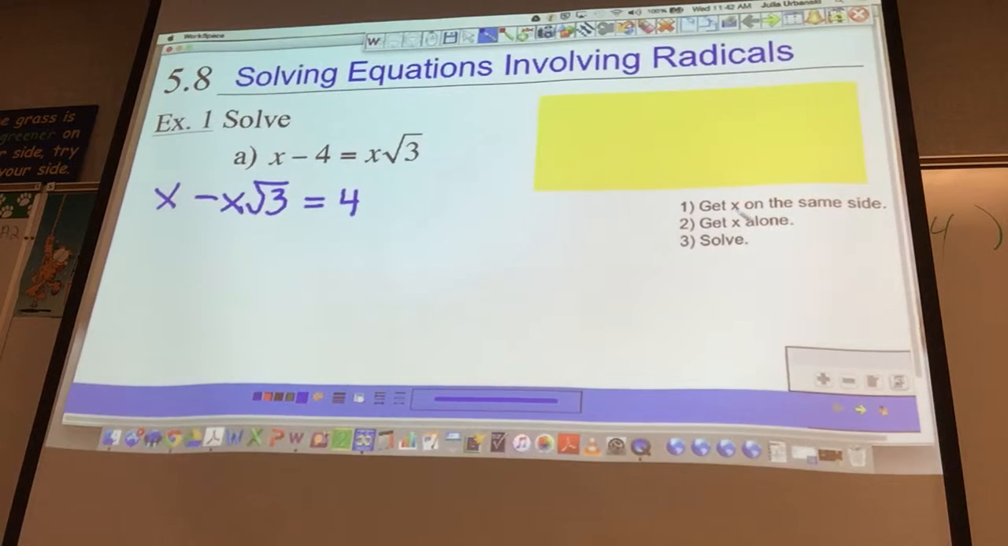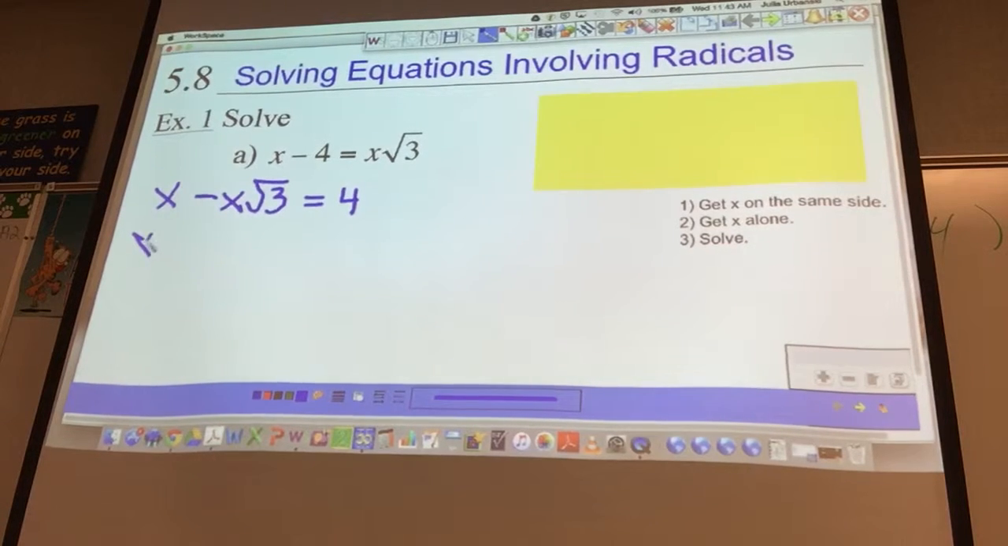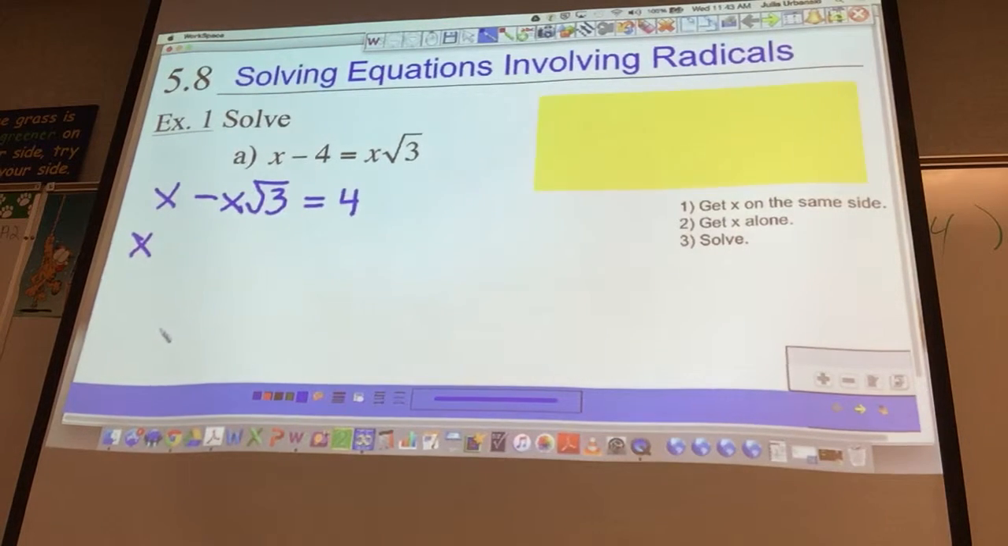Because now we'll have x's on the same side. We're trying to solve for x, but whenever you have an x on both sides of the equation, you have to move one of them over. So what we need to do now is get x alone, and to do that, in this particular case, not in all cases, these two have an x in common. This has an x and this has an x. So x goes out in front like a GCF.